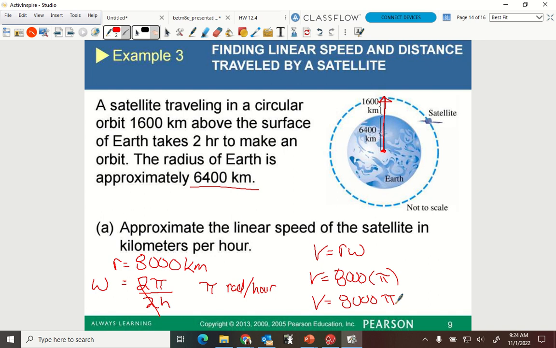Kilometers per hour, because velocity is the distance over time, right? And radius, which I got here, is in kilometers. So this is km per hour. Not too bad, right? That's actually going pretty fast, isn't it?